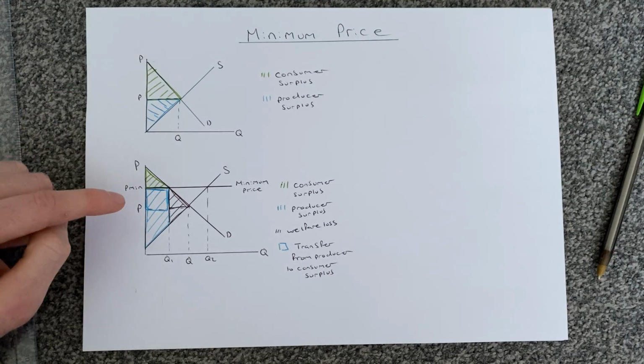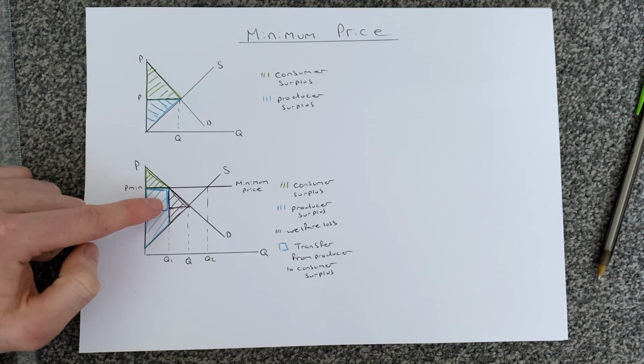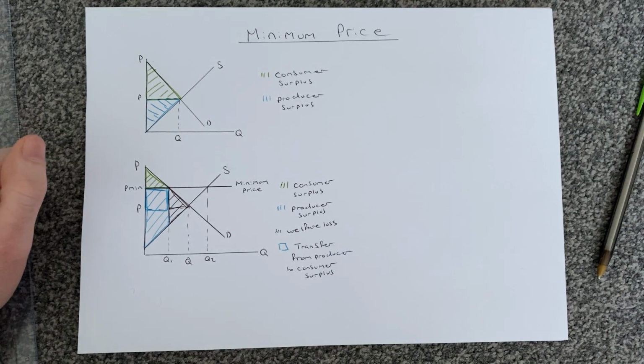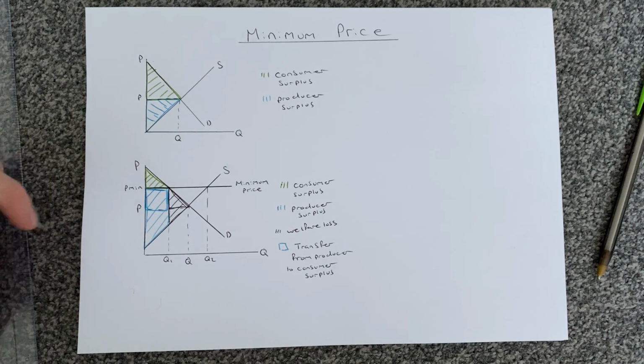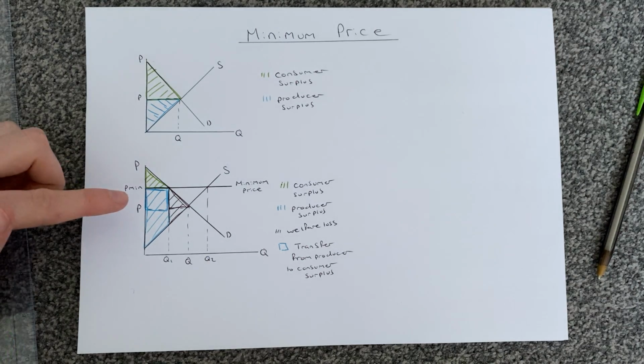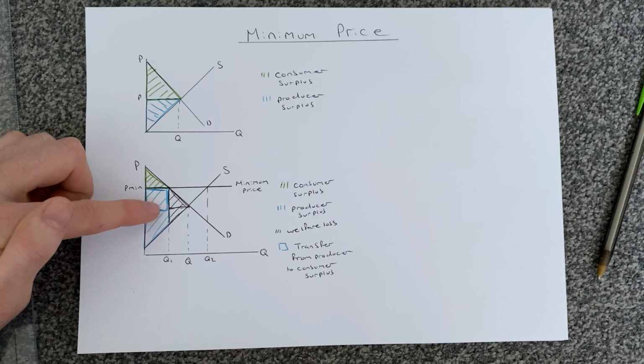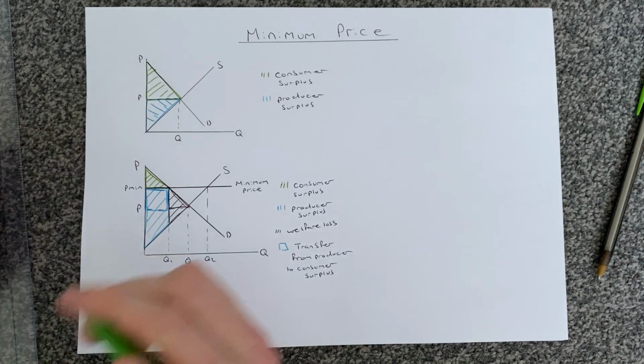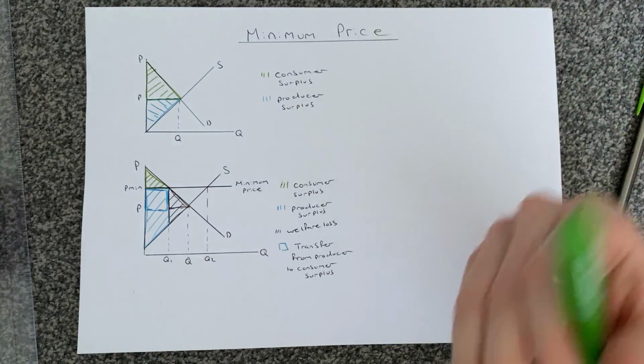Before the minimum price, this square area was previously part of the consumer surplus, but the higher price now means that consumers are less willing and able to buy at that given price of P min, but producers are receiving a higher price. So what happens is that it is transferred from consumer to producer surplus, and therefore that's a transfer.